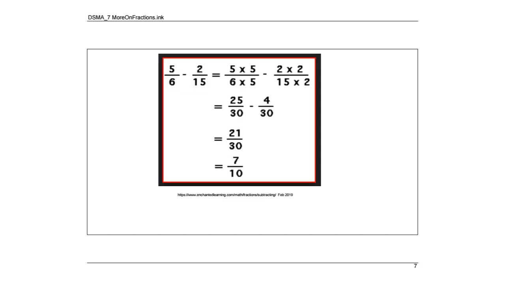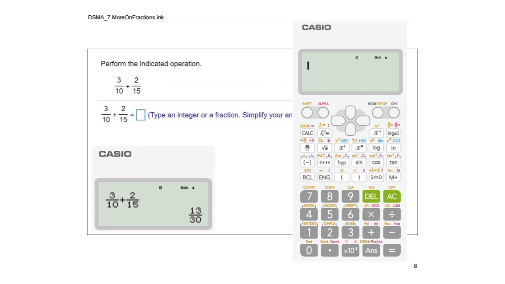All right, so here's one more problem for you to look at. I'm not going to do it because I'm going to show you how to put it in the calculator. But addition and subtraction, both of them, you have to find a common denominator, and you want to find the lowest common denominator. So in this one, 30 actually works because 6 goes into 30 evenly and 15 goes into 30 evenly.